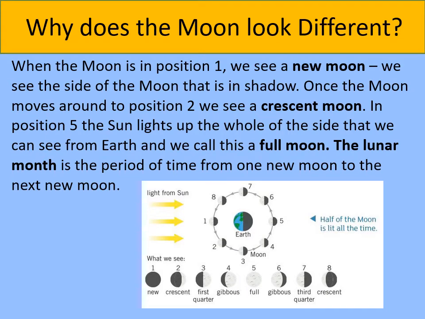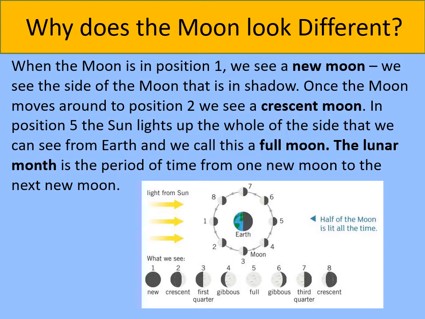This diagram is quite similar to the diagram on the previous slide. This time we're going to go through it in a little more detail, looking at the lunar month and the cycle of the Moon. The lunar month is the period of time from one new moon to the next new moon, and that is about 27 days and 7 hours.